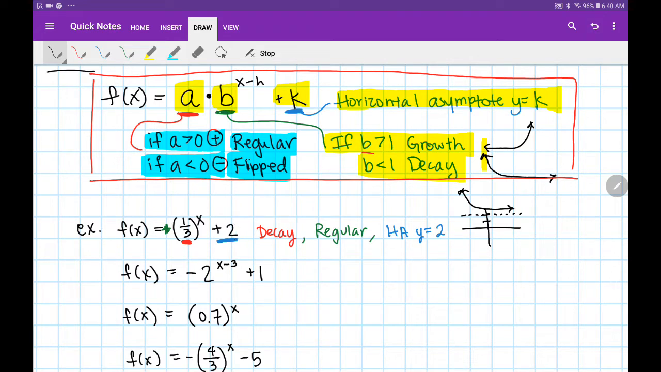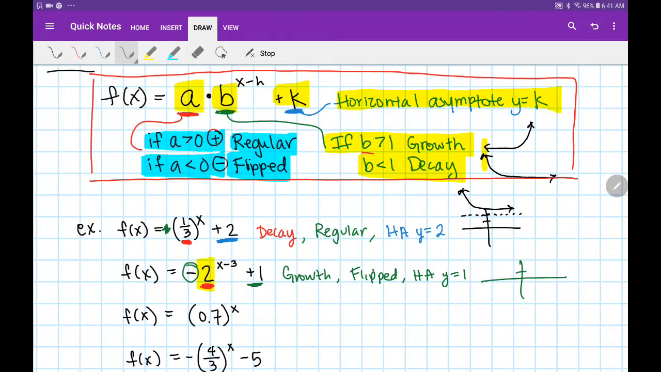Let's do another one. Okay, we're looking at our base. Our base is 2. You might say, oh, but the base is negative 2. That negative is never part of our base. So keep in mind, your base is always positive. And since 2 is greater than 1, I know I have a growth curve. Next, I'm looking out in front. Since I see a negative out in front, that means I am flipped. And then lastly, I see this plus 1 at the end, so my horizontal asymptote's at y equals 1.